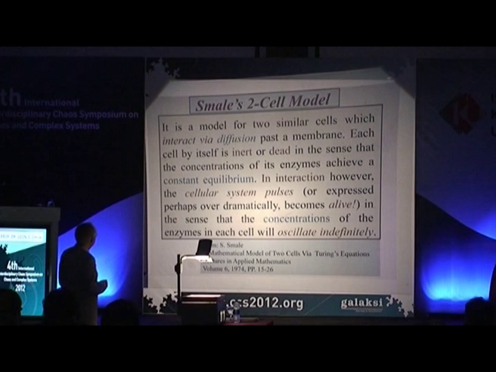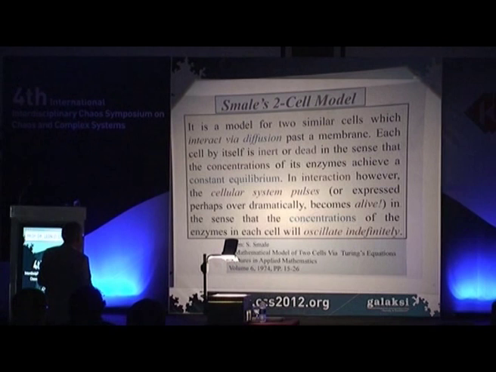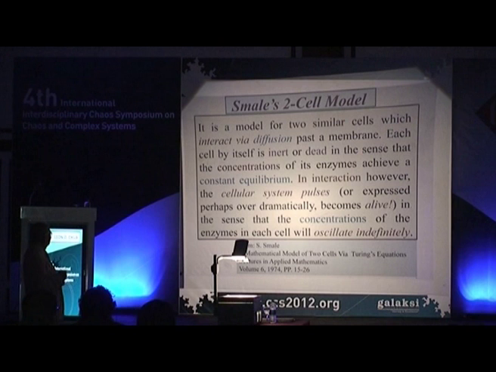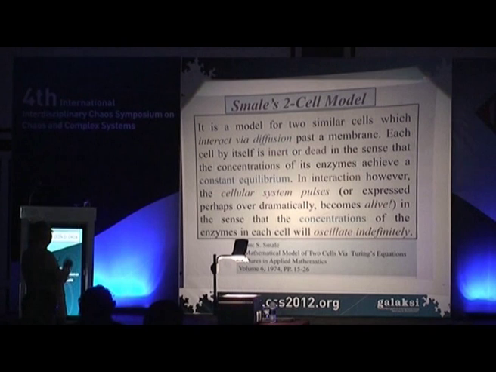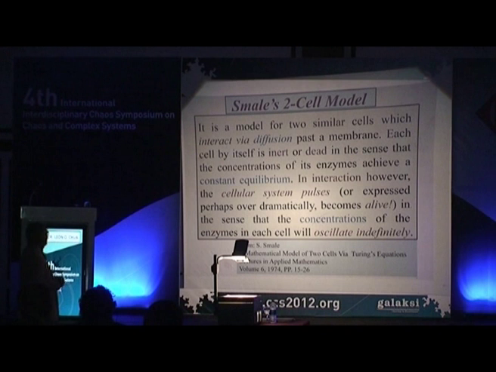So let me quote, this is from Smale. He's talking about his model now. Smale said, it is a model for two similar cells which interact via a diffusion path, a membrane. Each cell by itself is inert or dead, in the sense that the concentrations of the enzymes achieve a constant equilibrium. Concentration X1 and Y1 in Turing. Okay? But he said that in interaction, however, the cellular system pulses, or expressed perhaps overdramatically, becomes alive, in the sense that the concentration of the enzyme in the cell will oscillate indefinitely.